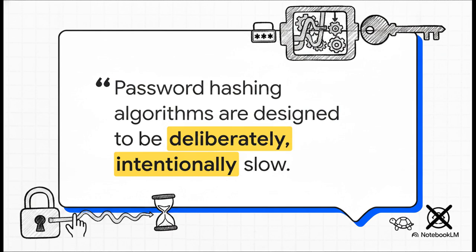So, we actually need to flip the usual tech narrative on its head here. In almost every other aspect of software development, faster is better, right? But when it comes to password security, faster is fatal. We actually need intentional slowness, which is a concept known as key stretching. You take a weak, human-chosen password and you stretch it out mathematically so that it becomes incredibly computationally expensive for an attacker to brute force.